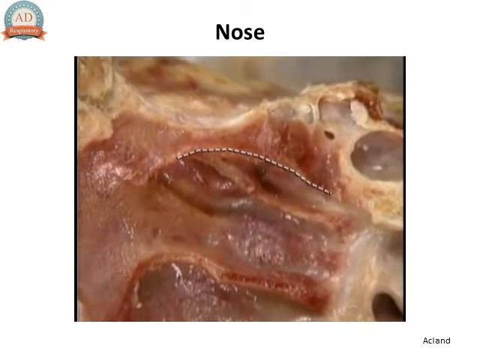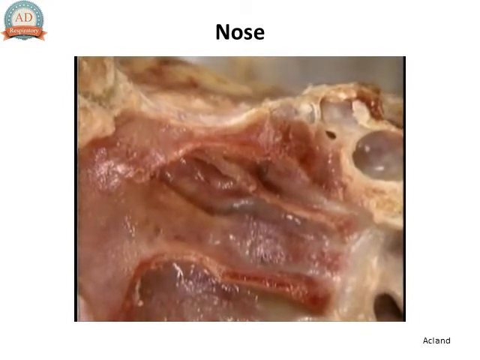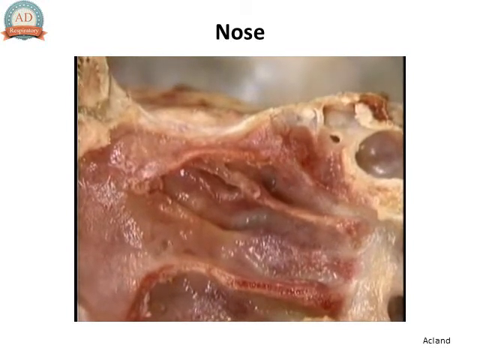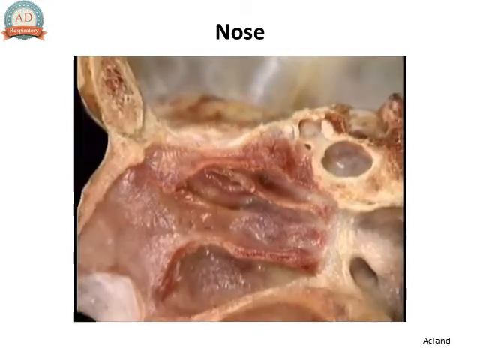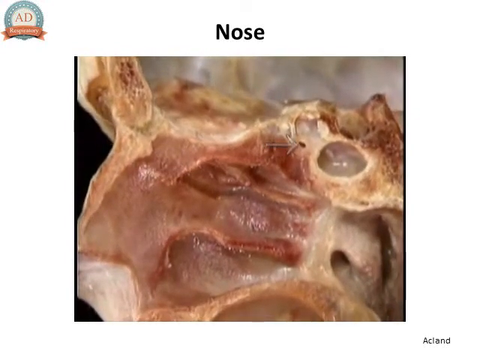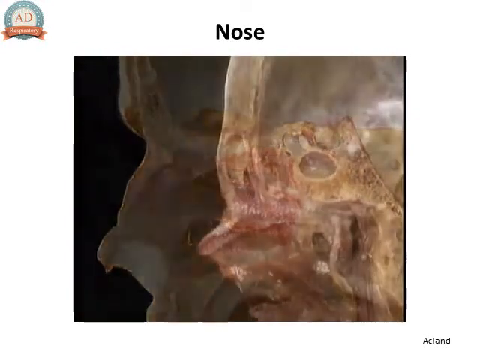Here's where the superior concha was. The more posterior ethmoid air cells open below the superior concha. The sphenoid sinus, which is this cavity, opens forwards into the highest part of the nasal cavity, the sphenoethmoidal recess.